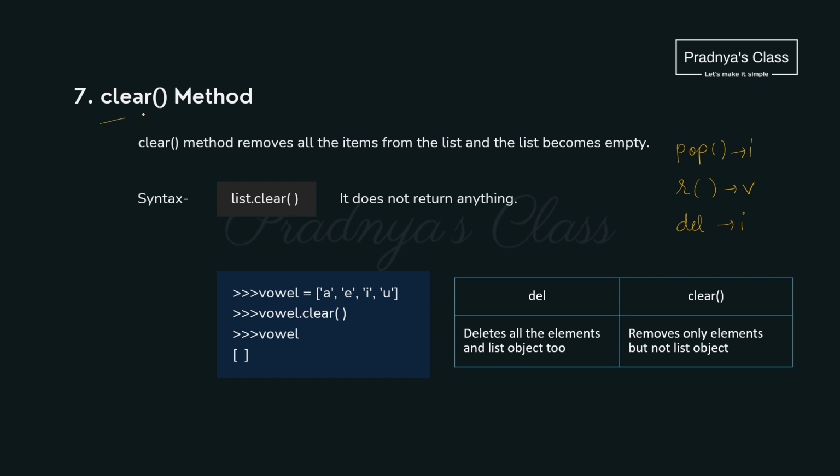But there is one more arrangement, that is the clear method. The clear method will delete all the elements of the list, but the object will exist. That is the only difference between del and clear. Del removes the elements along with the list object. But the clear method will delete only the elements and the empty list will exist. If you print it, you will get an empty list. The clear method doesn't take any parameter because it deletes all the elements.